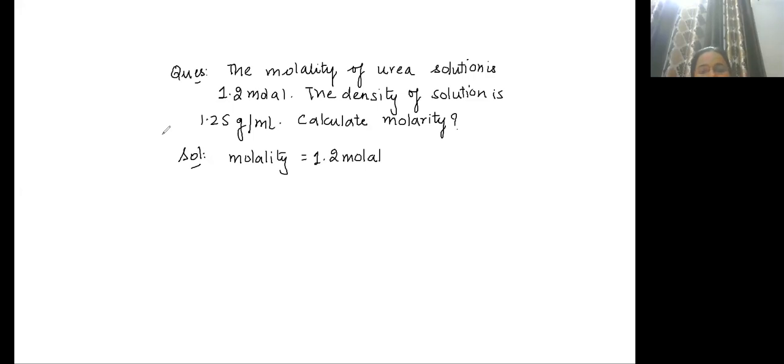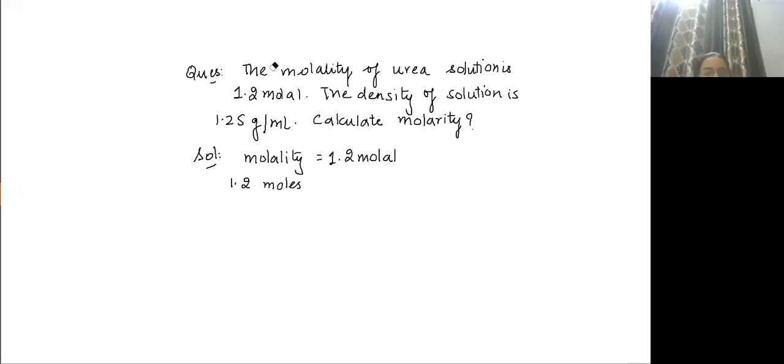Yes, class. What do you mean by this statement? Molality is 1.2 molal. 1.2 moles of urea in? Correct. This means 1.2 moles of urea is present in 1000 gram of, again same mistake you are making, it is not solution, it will be in 1000 gram of 1 kg or 1000 gram of water.